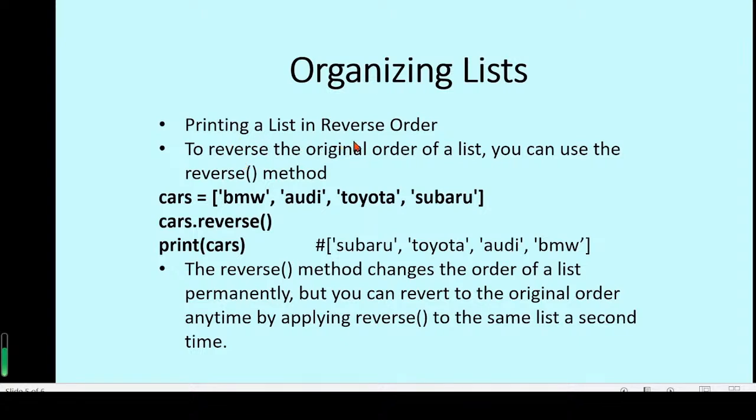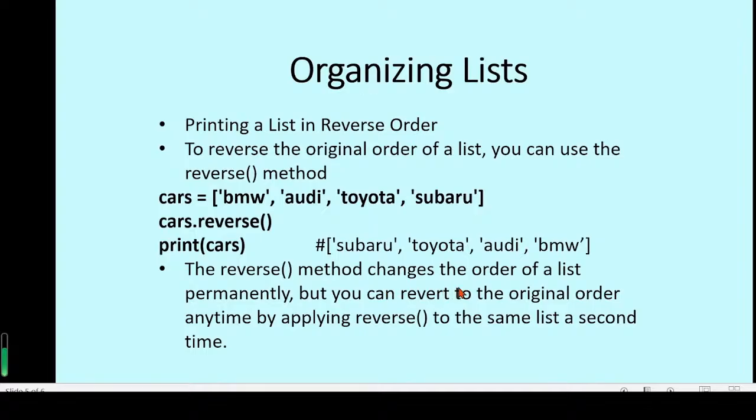So, printing a list in reverse order. To reverse the original order of a list, which may not be alphabetical order, you can use the reverse method. This is the original list. If we use cars.reverse() and print cars, then the order of the elements is reversed. So the last one will be printed first.